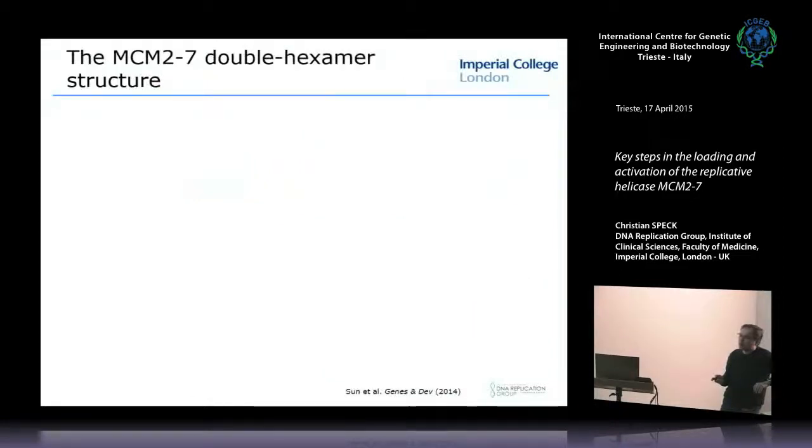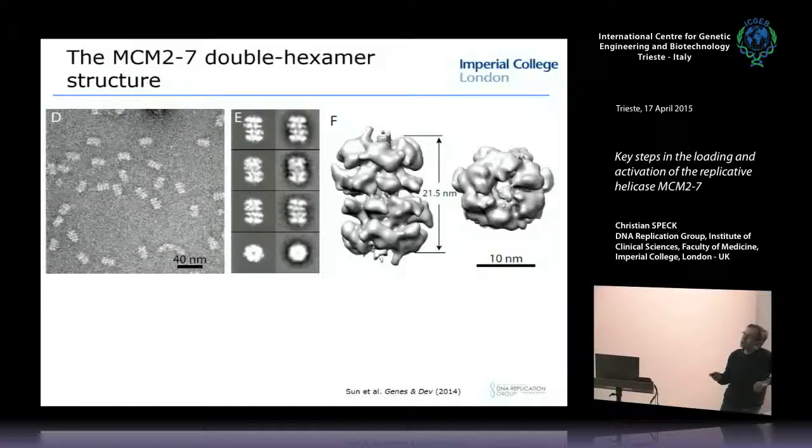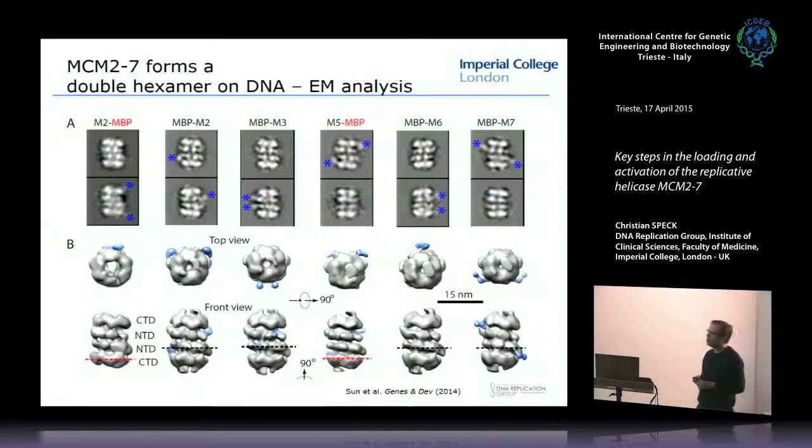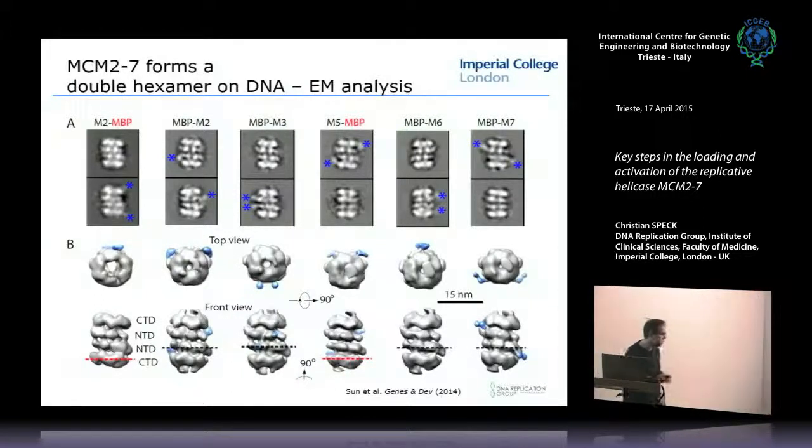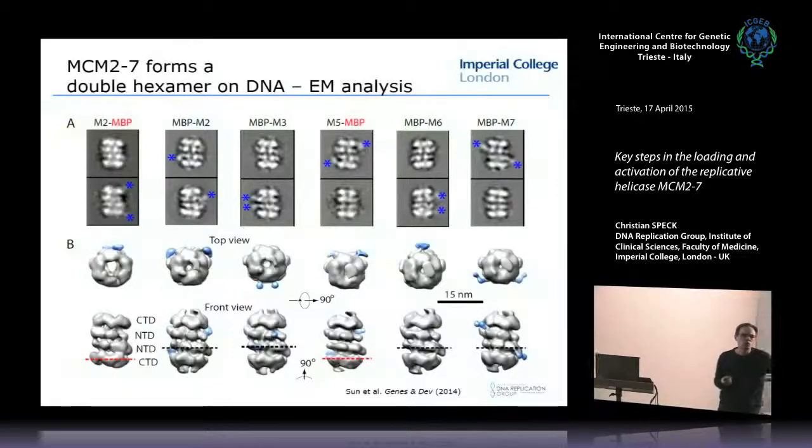So the structure of the MCM double hexamer. This is just a negative stain picture of the double hexamer, and it's 20 nanometers or so long, covers 50-60 base pairs of DNA. We used a maltose binding protein approach to identify the individual subunits in this complex. The trouble was, you can't just fuse maltose binding protein to the N or C terminus of the MCM subunits because that would inactivate their loading ability. So instead, we inserted the MBP somewhere in the middle, either in the N-terminal section or the C-terminal section. After some trial and error, we found sites where we could do that, and that worked quite well, because then we could see the MBP quite well.